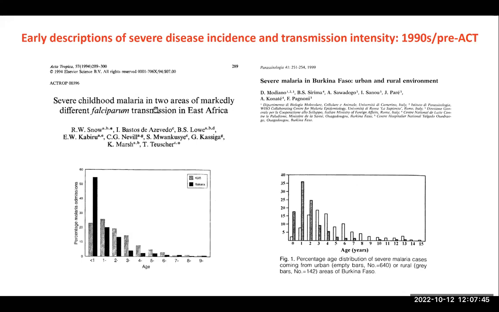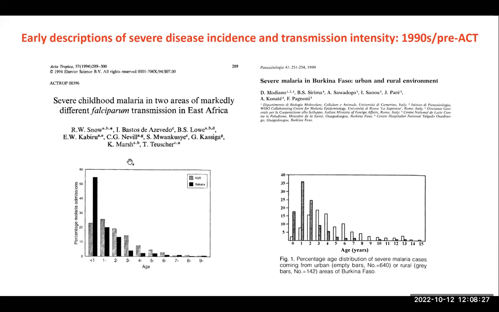So I will talk about this early description of severe disease incidence and transmission intensity that was described in the 1990s. And this was an era when there was chloroquine resistance, there was drug resistance. And so these two studies are examples of ecological analyses that were undertaken at various hospitals to define the age-specific rates of hospitalization. And this work was from communities that had known levels of parasite exposure, or, for example, the Burkina Faso study used proxies of transmission intensity based on altitude.